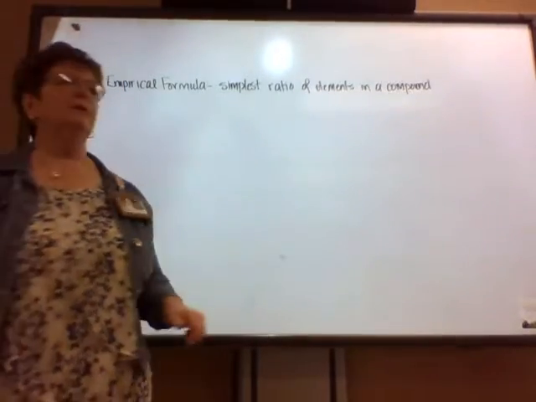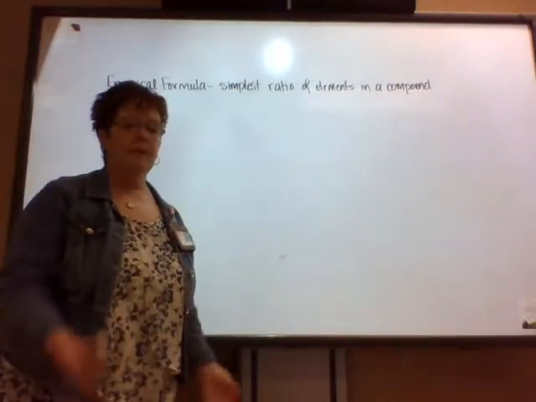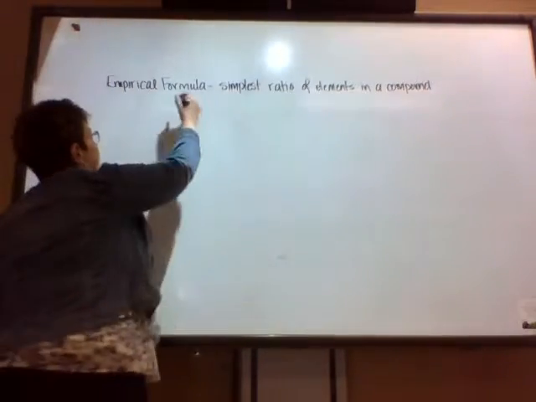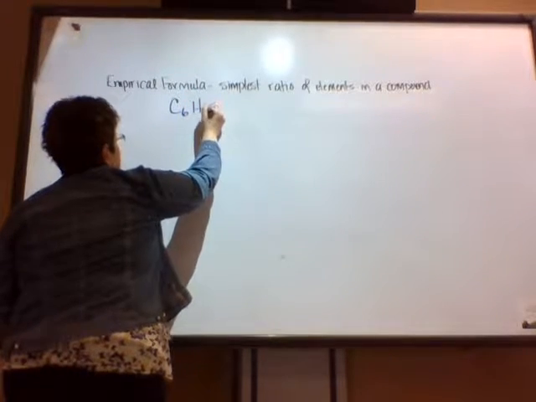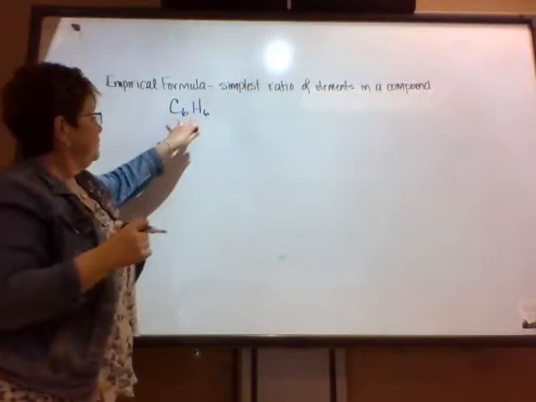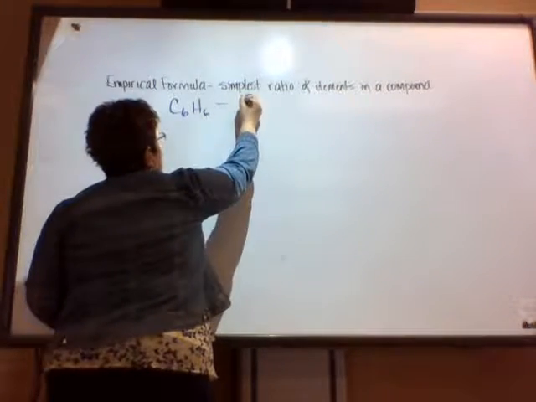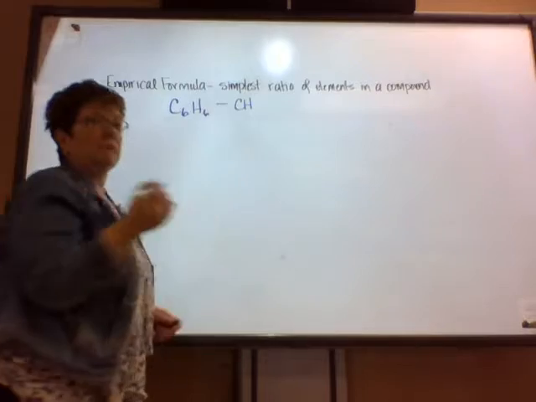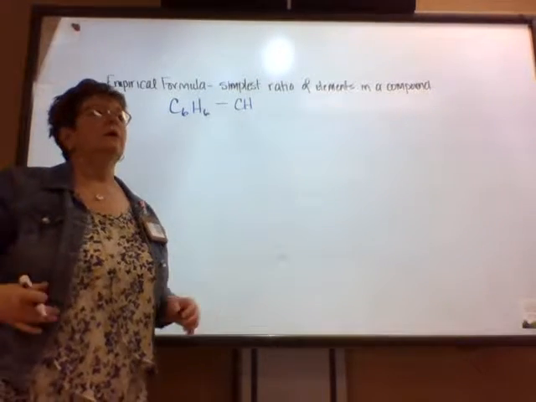The first thing we have to look at is some terminology. An empirical formula is the simplest ratio of elements in a compound. An example would be if I had benzene, which is C6H6. You notice that both these numbers are divisible by 6? So the empirical formula would be CH. Yes or no? Okay? So far, so good.